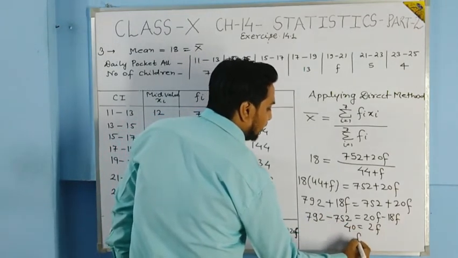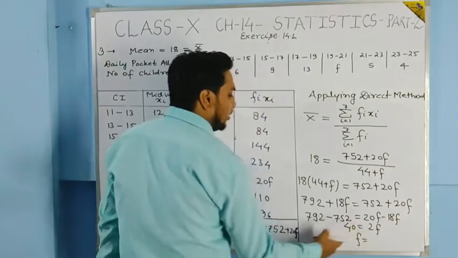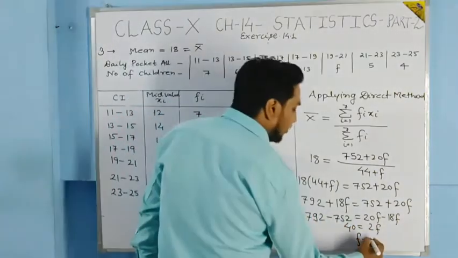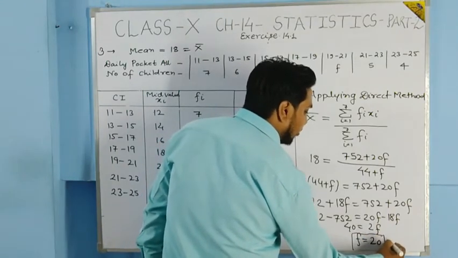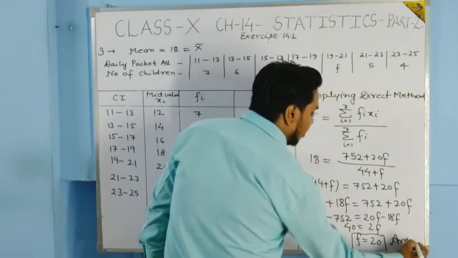So students, what will be the value of F? This 2 will be shifted, and 40 upon 2 will be 20. So this is how we have found the value of F, and that value is 20.